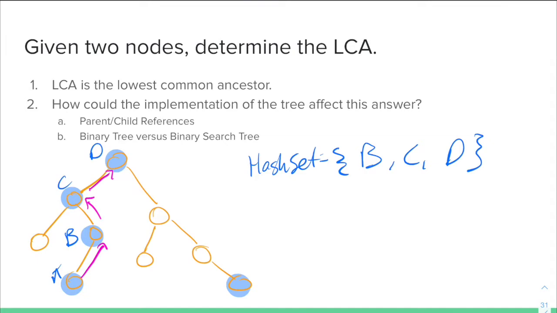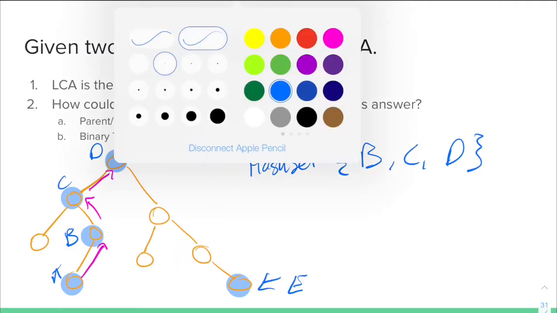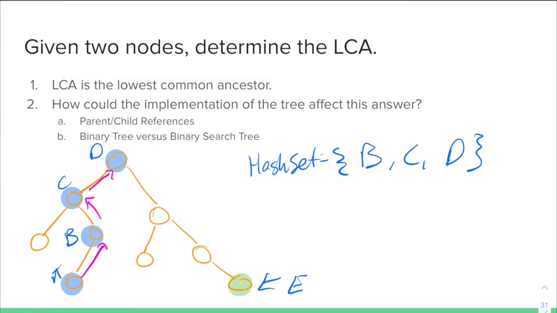Well, then what I could do is begin at this node over here, we'll call it E, and I could do the same thing, where I work up this tree. Start here, and check if it's in my hash set. If it's not, then I continue. Is this in my hash set? No, it's not. Is this in my hash set? No, it's not. When I get to D, D will be in my hash set, so I'll know that there's a collision.